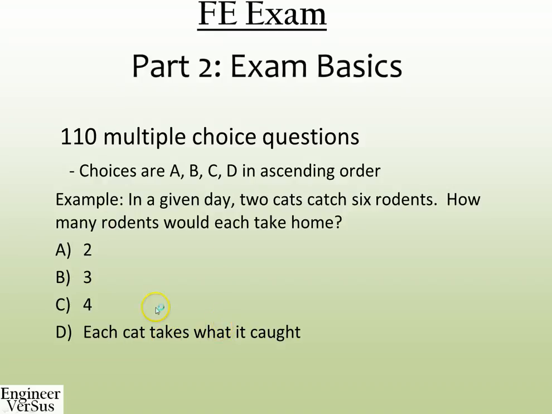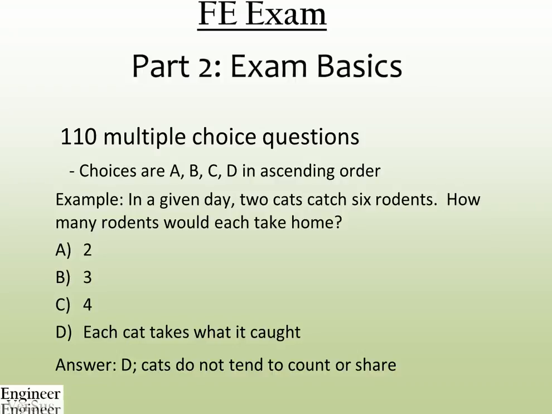So you will have some trick questions, or some trickier questions. Some of them are as obvious as they seem, others are not. The answer here is D. Cats don't tend to count or share. So use a little bit of logic when you're going through some of these questions as well. The logic applies to some of the questions, but it doesn't necessarily apply to the ethics questions or some of the other sort of what you might think of as easy subjects.